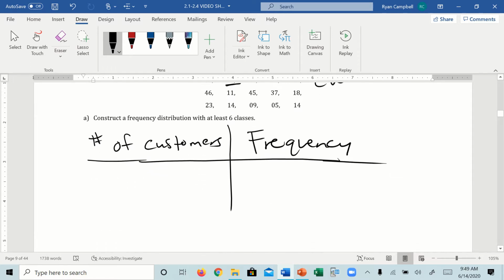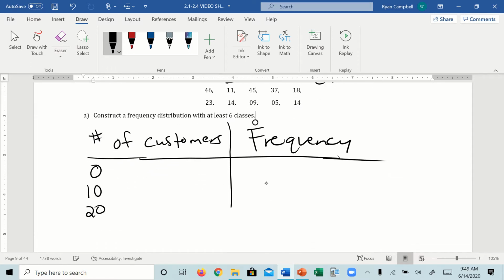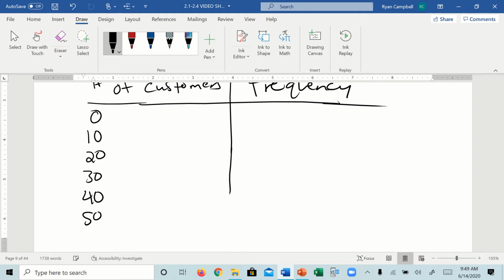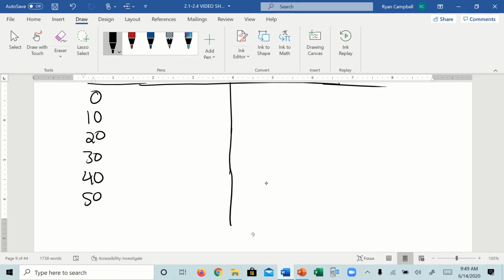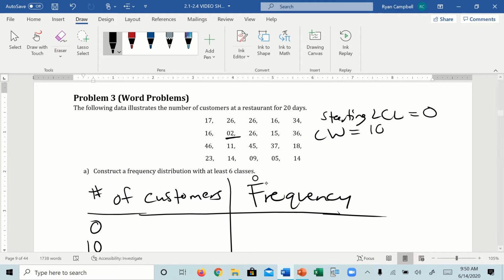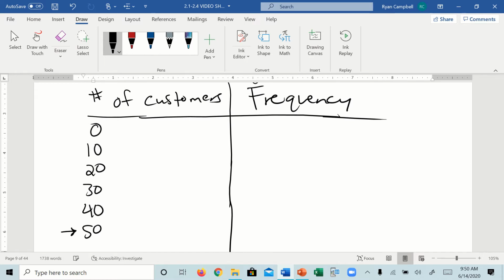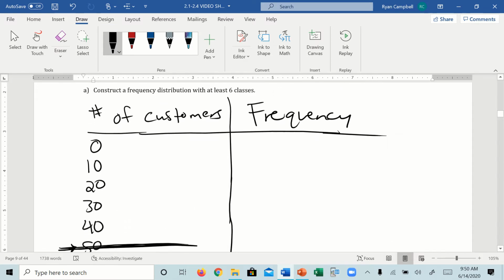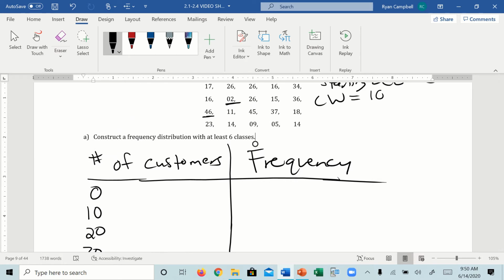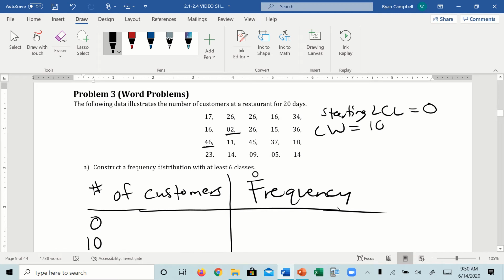All right, so start with 0, 10, 20, 30. We need 6 classes, 40, 50. Oh, we only need 50. Yeah, 1, 2, 3, 4, 5, 6. There we go. So what's the biggest number that we got? It looks like it is 46. So is anything going to be in this one? No, it will not, right? So in actuality, we would end up with 5 classes. Not great. So can we use 10 as our class width? No, right? We need something smaller.